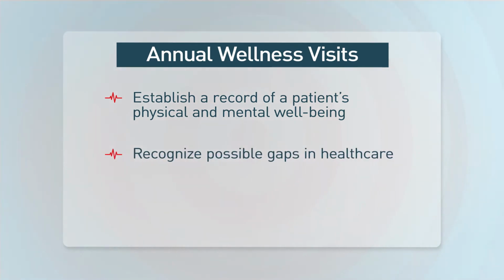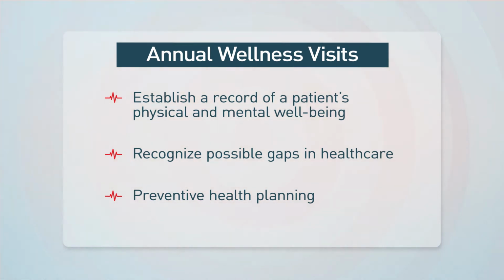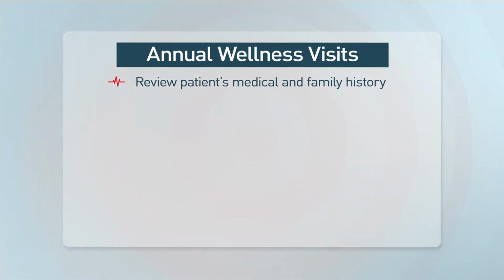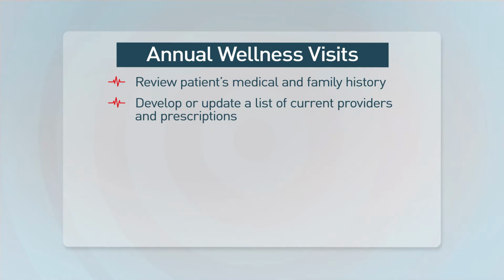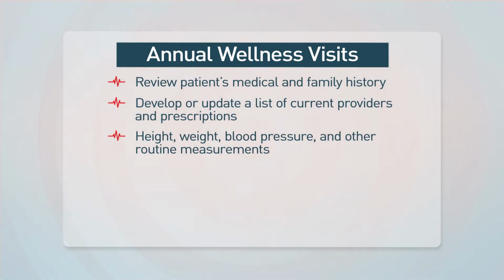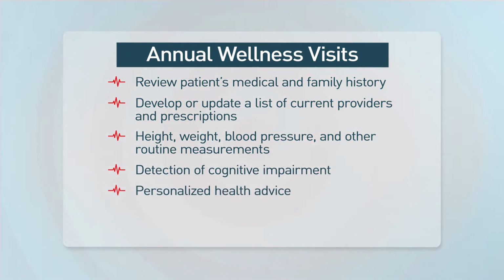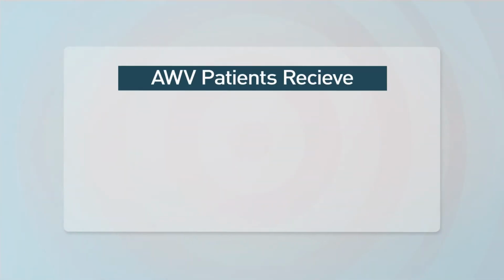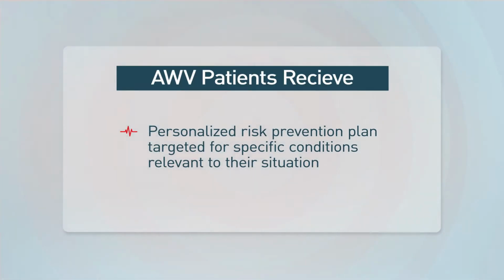The annual wellness visit is more about recognizing possible gaps in a patient's health for the purpose of preventative health planning. It should include, but is not limited to, a review of a patient's medical and family history, developing or updating a list of current providers and prescriptions, height, weight, blood pressure, and other routine measurements, possible detection of cognitive impairment, personalized health advice, and a screening schedule or checklist for appropriate preventative services. For participating, a patient will receive a personalized risk prevention plan targeted for specific diseases or disabilities relevant to their current health situation.